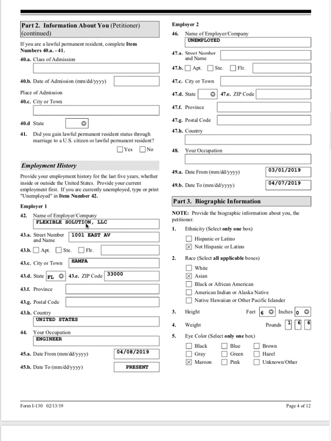Employment history. In employment history, I gave an example that I was employed from 2019 to present, and for my other employment I was unemployed. So if you were unemployed for a few months or a year, just enter unemployed, leave all other fields blank, and enter the dates when you were unemployed. Then your biographic information.